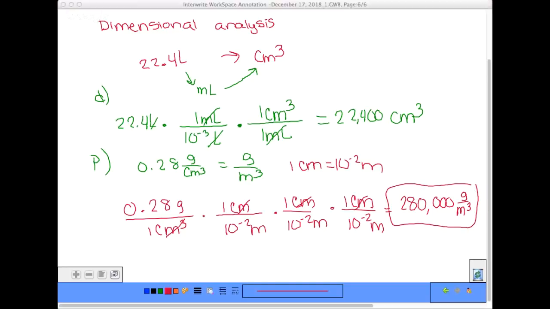Okay, let's go ahead and move on. Can we do an example with the half-life formula? Okay, let's look at half-life.